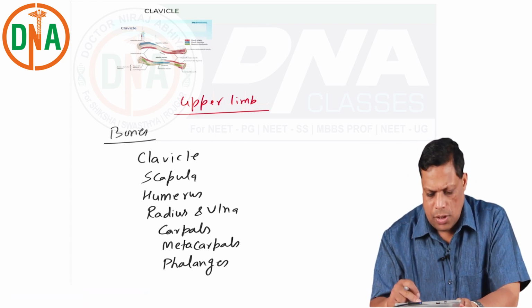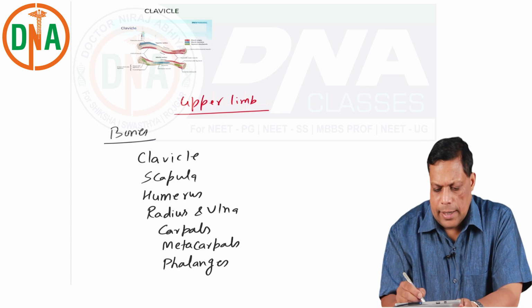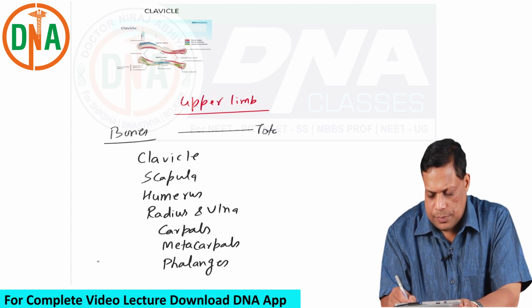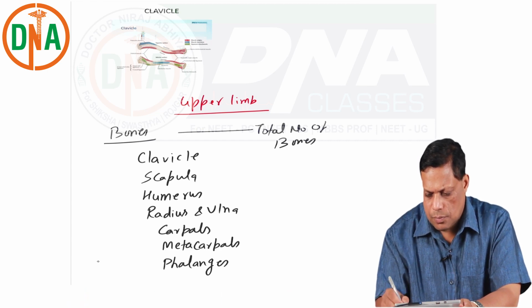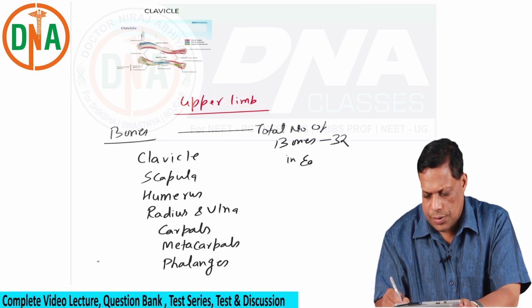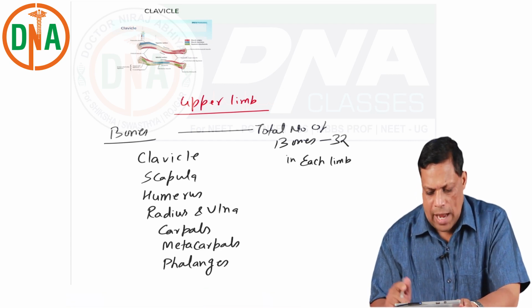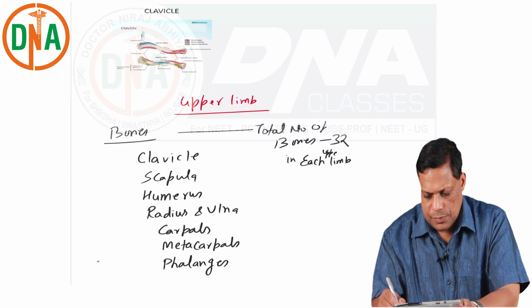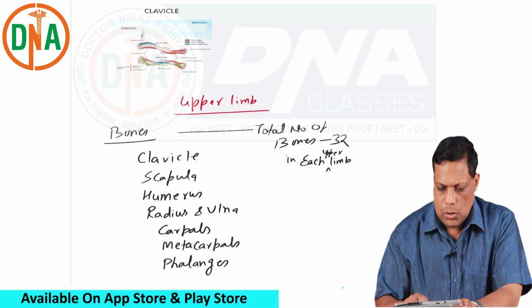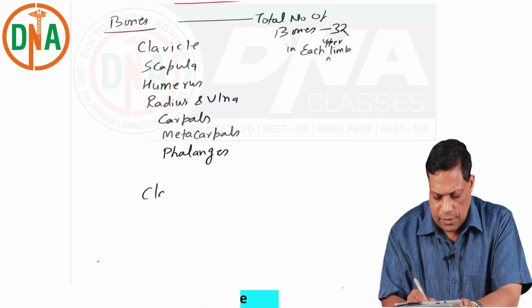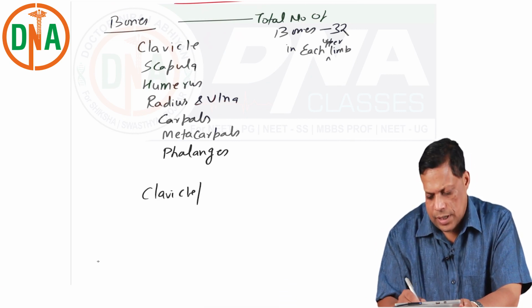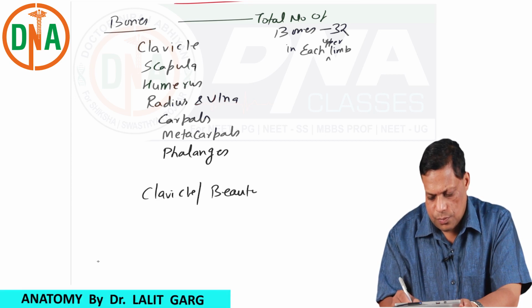So first we will talk about the clavicle and the total number of bones in the upper limb. Each upper limb has 32 bones. The first bone is the clavicle. This is also known as the beauty bone or collarbone.